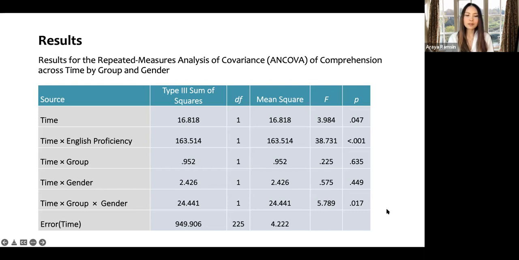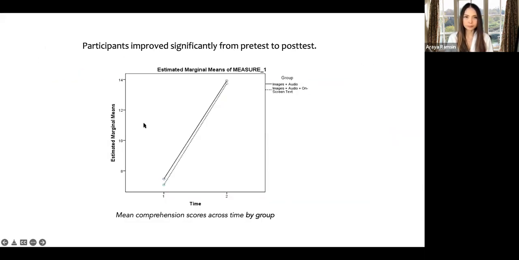It was found that males performed better under the images with audio condition, and females appeared to perform better under the images with audio and on-screen text condition. So the females appeared to perform better when on-screen text was present on screen.